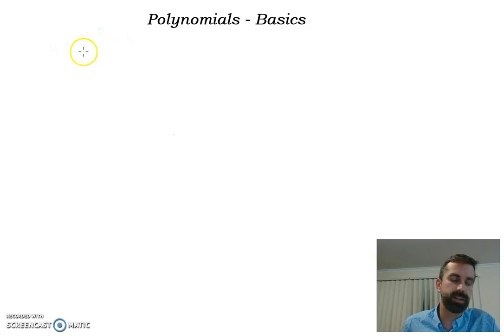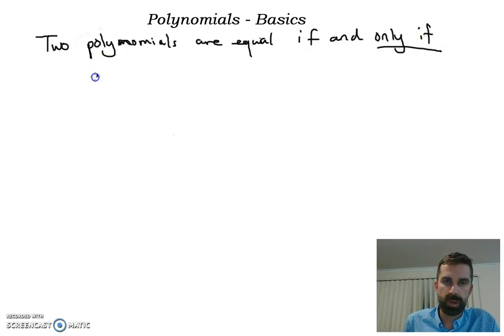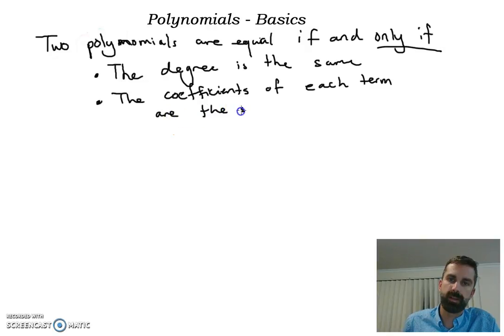The other thing that we might be interested in is having a look at whether two polynomial equations are equal. So I'll write the definition for equality here. So two polynomials are equal if and only if the degree is the same and the coefficients of each term are the same.